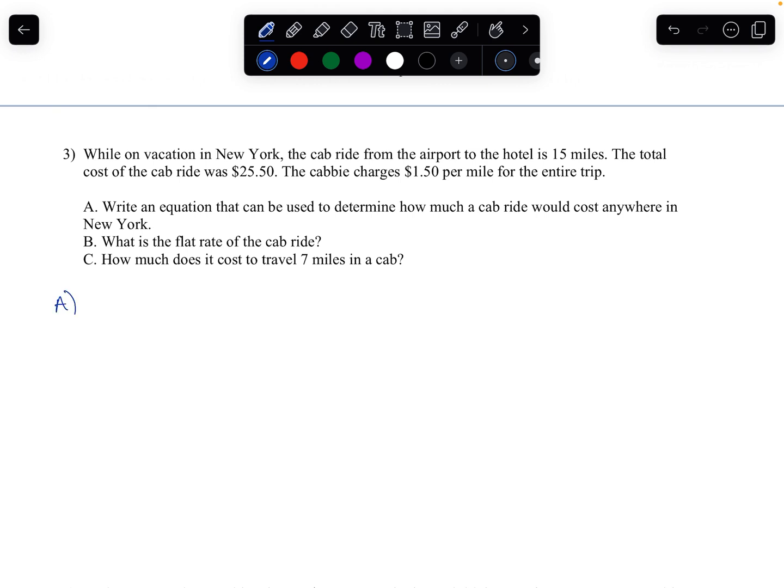So writing an equation, let's see. The cab ride from the airport to the hotel is 15 miles. The total cost of the cab ride is $25.50.